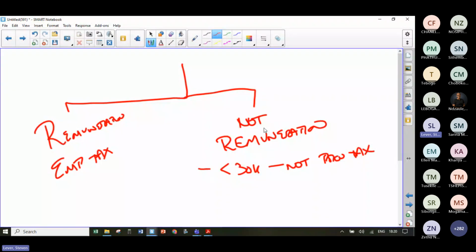And guys, let me just put it forward this way. Your income needs to be more than 30. So if your interest is 40,000 Rand, 23,800 will be exempt, 17 will be taxable. You do not need to register for provisional tax. It's only when your income is more than 30,000 that you need to register for provisional tax.